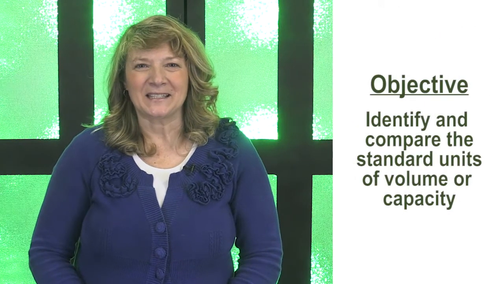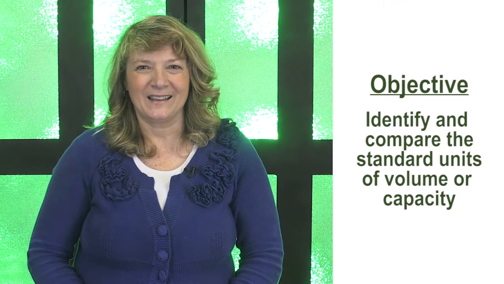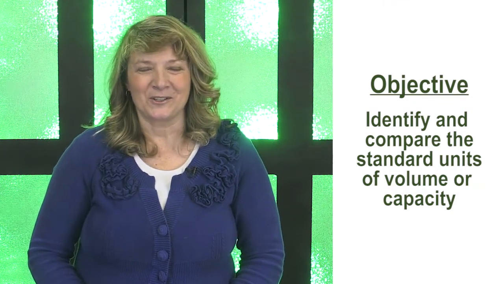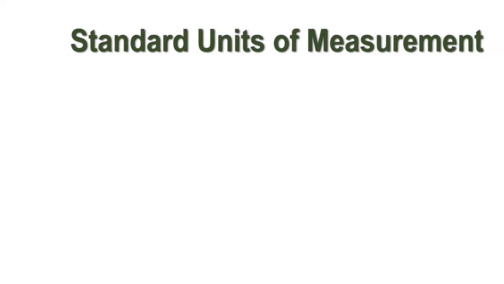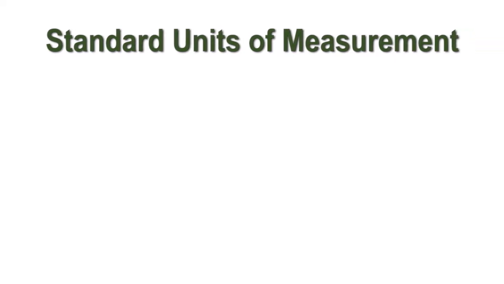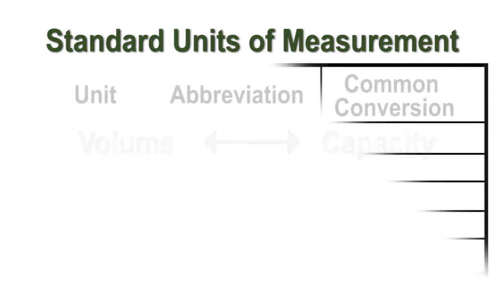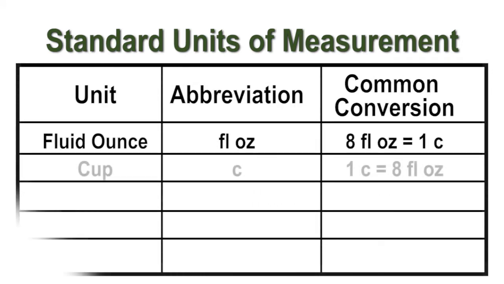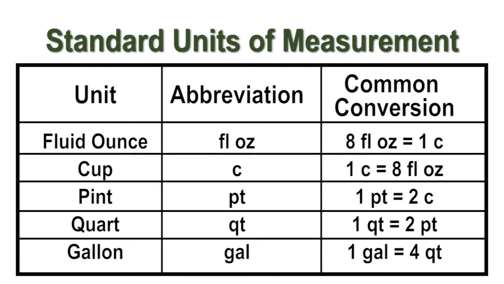The objective of this lesson is to identify and compare the standard units of volume or capacity. Students will also convert larger units of volume to smaller units in problem solving. In a previous lesson, students were introduced to the common units of volume measurement in the standard or customary measurement system. The terms volume and capacity may be used interchangeably. Students will be working to develop a solid understanding of the relationships between these units as shown on the table.